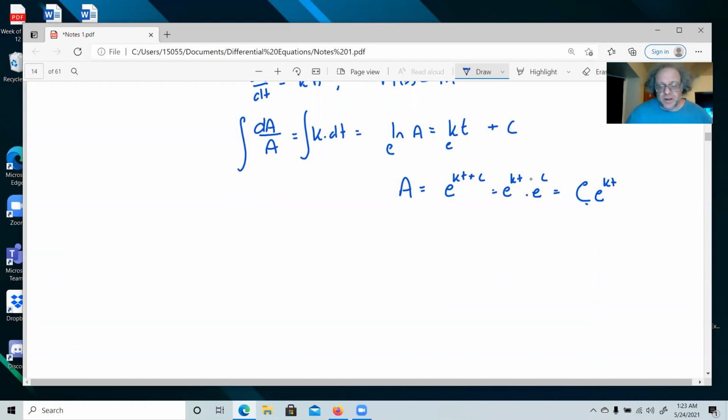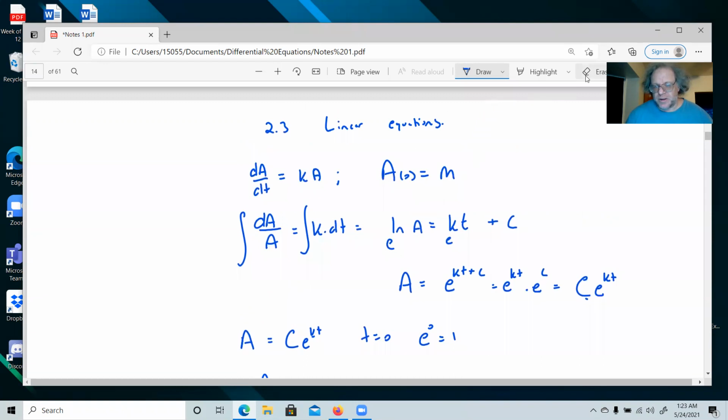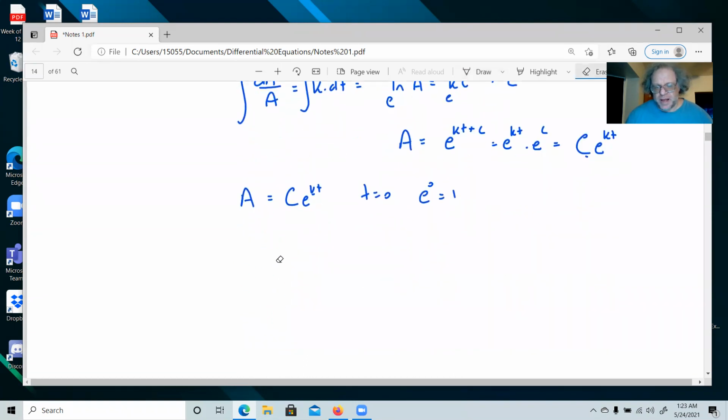So here we have A is equal to c e to the kt. Now, when t is equal to 0, e to the 0 would be 1. We said A of 0 is equal to m. So we have m is equal to c e to the 0, so m is equal to c. So we have A is equal to m e to the kt. We need another thing in here to do this.